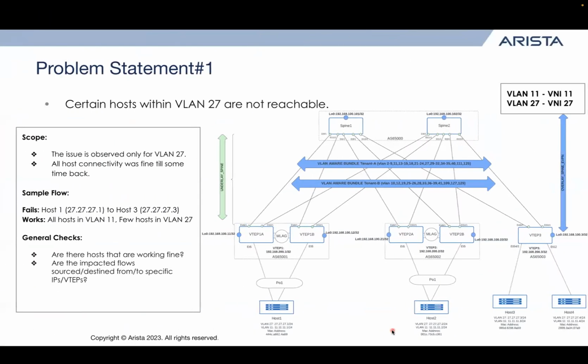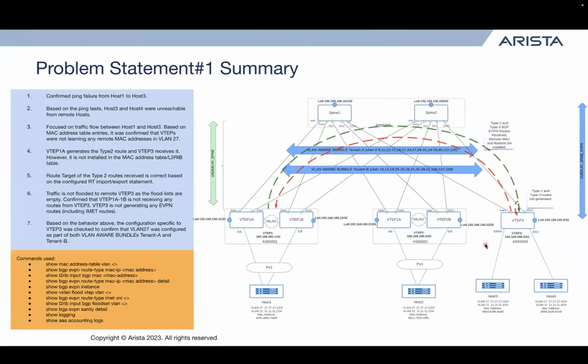To summarize, with VLAN 27 being part of two MAC VRFs, VTEP3 was not able to install the IMET routes and MAC IP routes in its flood list or the MAC address table. It was also not able to generate the routes that would eventually get advertised to the remote VTEPs.